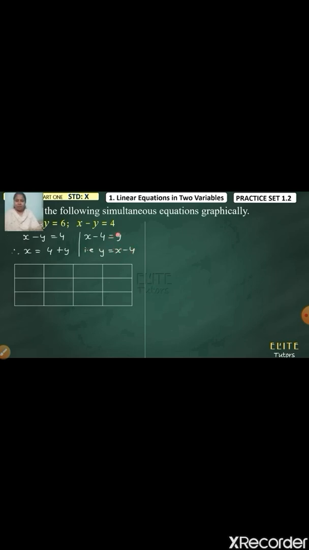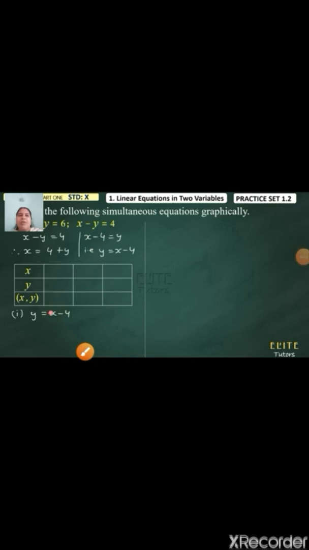This is my basic equation. Again, as we have done in the first one, I have to take three values of x and find out the corresponding three values of y. Let us assume the values of x so that we get the corresponding values of y. So the first value, take x is equal to 5. Once I take the value of x as 5, let me substitute in the equation. Y will be equal to 5 minus 4, that is equal to 1. So we get the first value y as 1 and the ordered pair will be 5 comma 1.